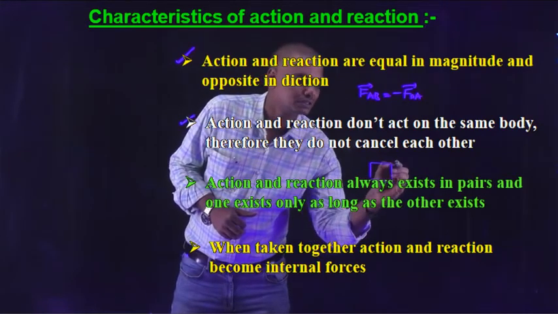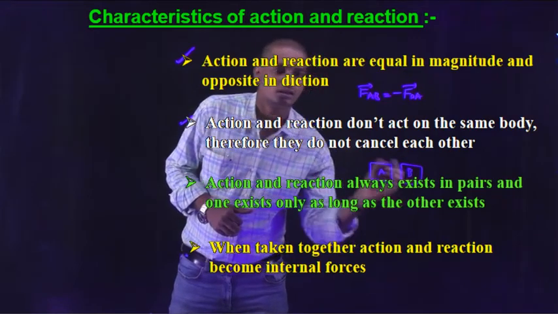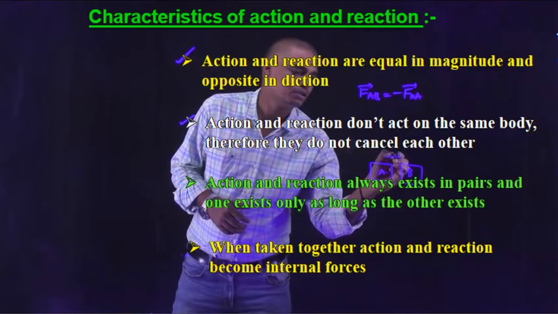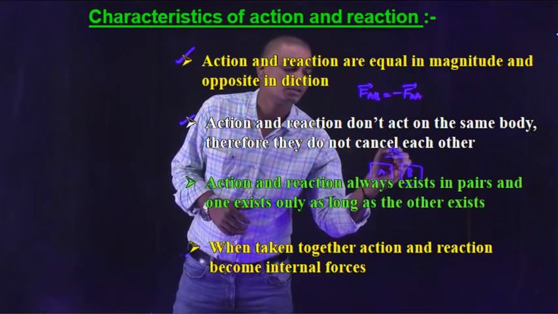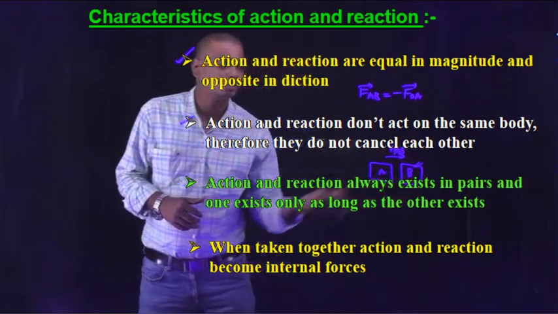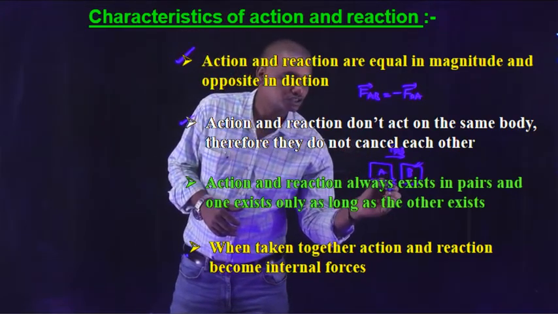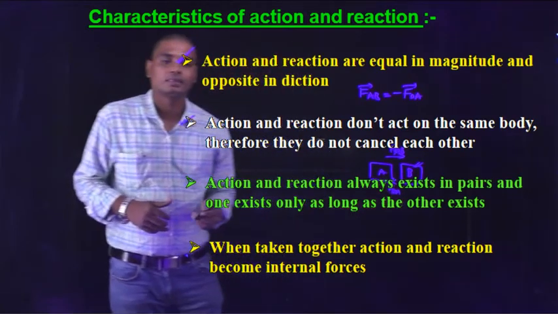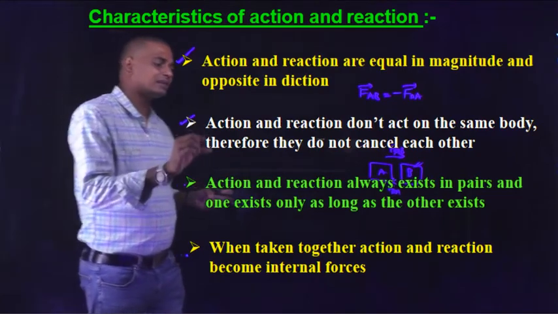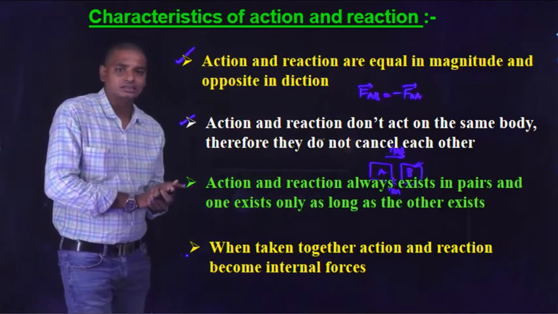So, let this be the block A and let this be the block B. FAB is the force acting on the block B, the second block, due to the block A. And FBA is the force acting on the first block, that is A, due to the block B. So here the action and reaction take place on two different bodies. Hence they do not cancel each other.